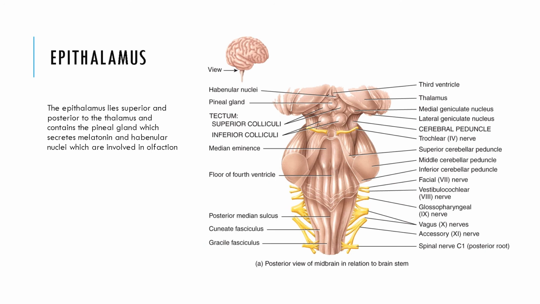All right, next we have the epithalamus. This is a small region that's just superior and posterior to the thalamus, and it consists of a pineal gland and the habenular nuclei. So these are going to be the two parts of the epithalamus.